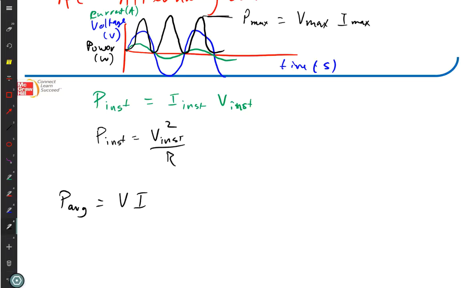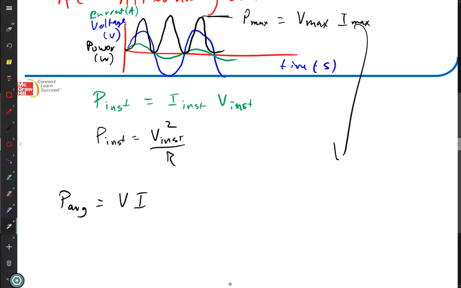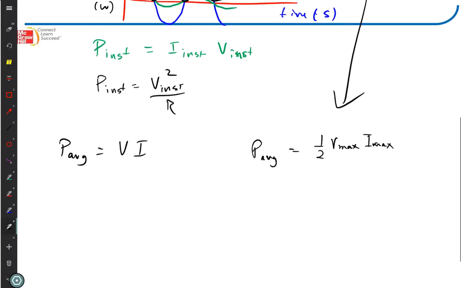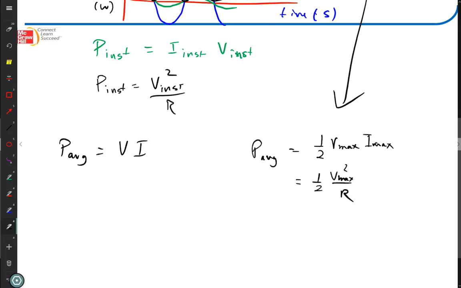If it's a sine wave, where's the average for the sine wave? Right in the middle. So that means I can read from this and say the power average is equal to 1/2 Vmax times Imax. Now that's pretty simple, but that's not the same equation. And so what we do is we introduce a word we've used before, root mean squared. I can put it this way as well, 1/2 Vmax squared over R.